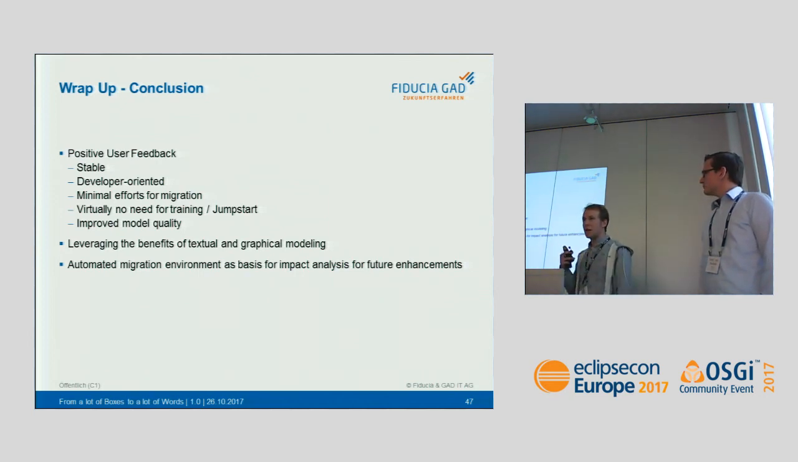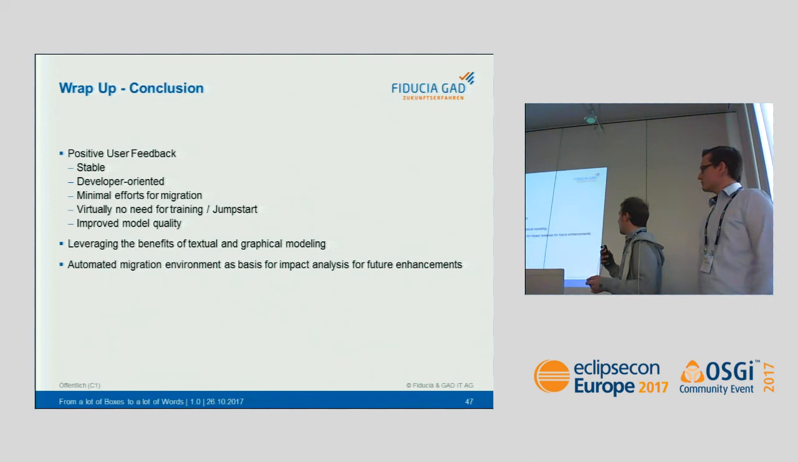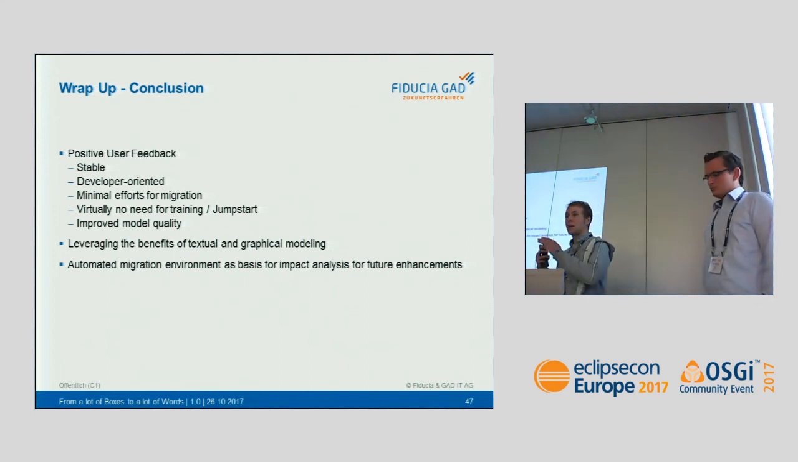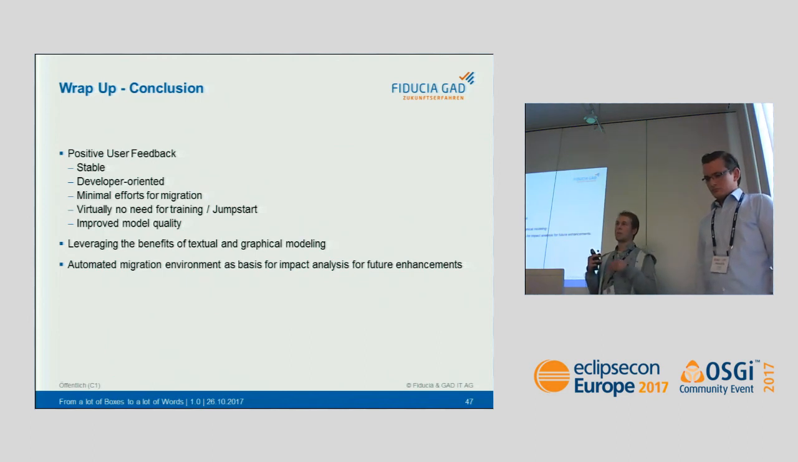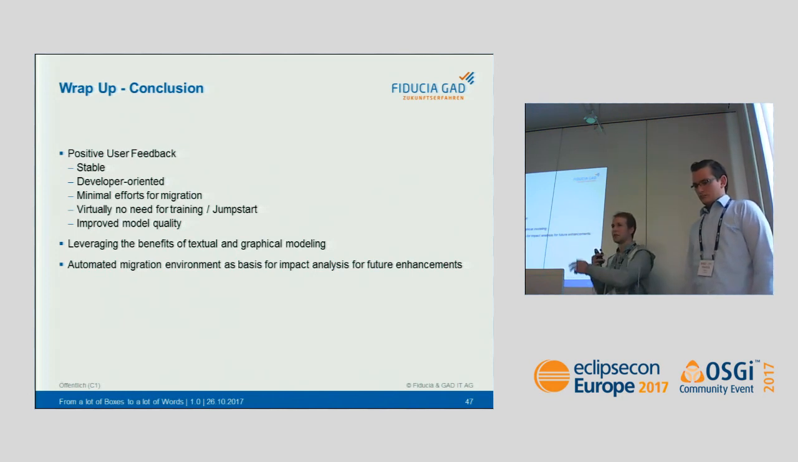We also improved model quality because before, models and code could vary; there could be a slight gap between them, and now this is gone after the migration. We could also leverage the benefits of textual and graphical modeling, because Sirius is also a very good tool, very easy to get things done in a short matter of time. And we'll use this automated migration environment for future use, for impact analysis. For example, if we change the generator in a certain way, how would this impact the existing code base?